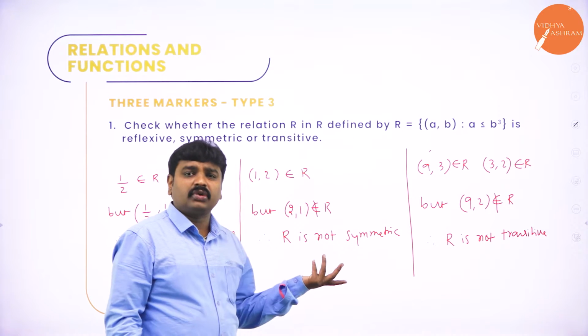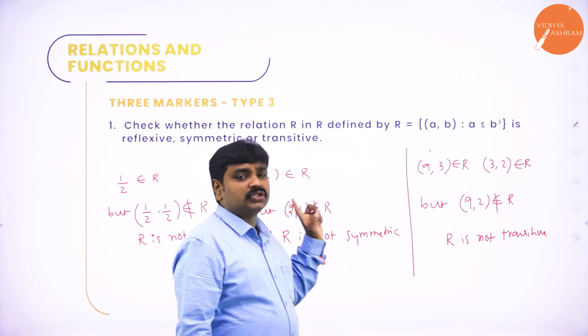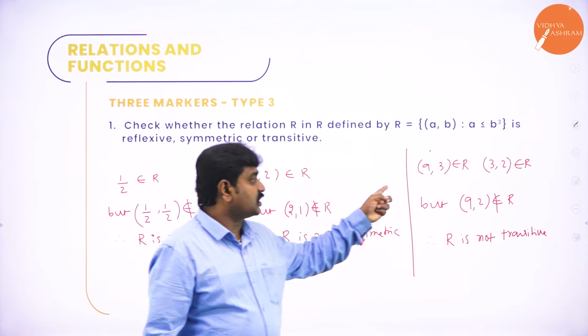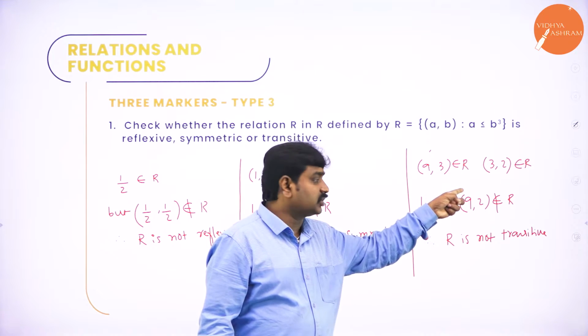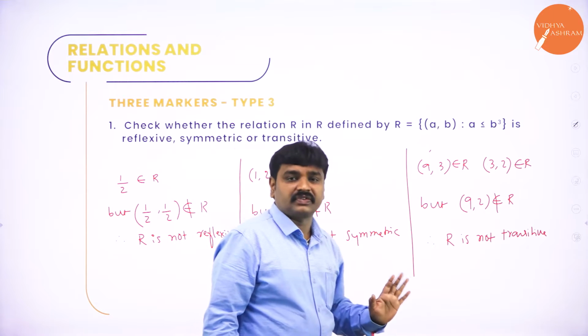So reflexive: 1/2 does not belong to R, therefore it is not reflexive. Symmetric: 1, 2 belongs to R, but 2, 1 does not belong to R. Transitive: 9, 3 belongs to R, 3, 2 belongs to R, but 9, 2 does not belong to R. That's it. If you write this much, more than sufficient.